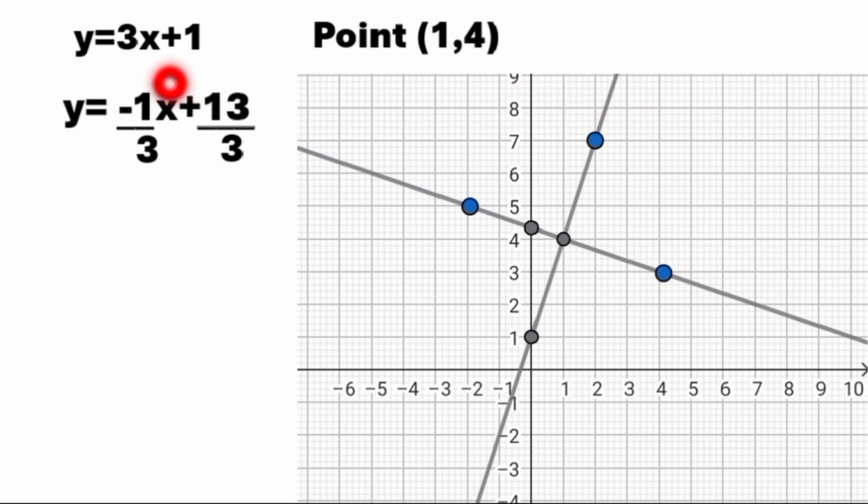This line is y equals 3x plus 1, and this line here is y equals negative 1/3 x plus 13 over 3. And 13 over 3 is the y-intercept. This is 4 and 1/3. And this one here is the y-intercept for the first line, so positive 1.